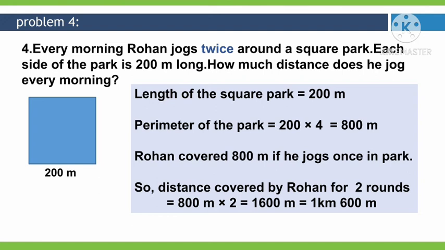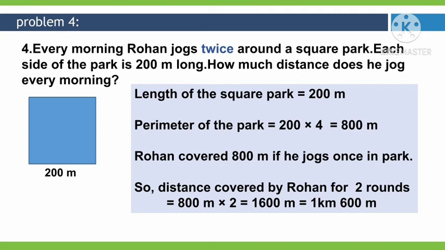So here the new word is twice. Twice means, I hope everybody knows, 2 times. So Rohan has a habit of jogging the square park 2 times every day, and we need to find out how much distance he has covered by jogging 2 times. Around the park means it is again on the edges of the park. So we need to find the perimeter of the park.